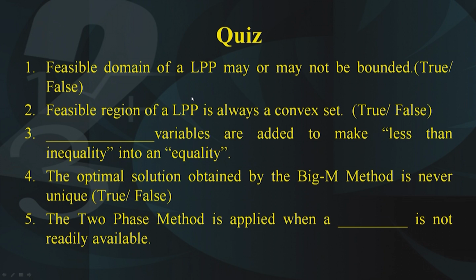It has a specific name. I want you to write that name, that particular name. What is not available? Why is the two phase method applied when something is not available?